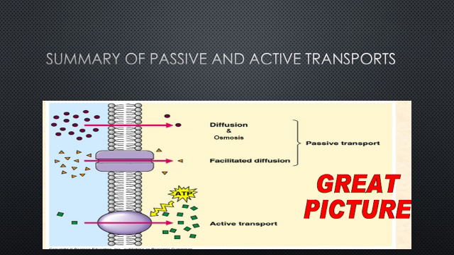If we revise all the processes: diffusion, osmosis, facilitated diffusion and active transport, then you can see that diffusion and osmosis don't require any energy. Facilitated diffusion occurs through a carrier protein, and active transport requires energy. It also occurs through a carrier protein, but it is against the concentration gradient, from lower to higher concentration.